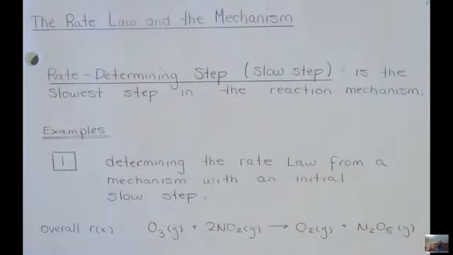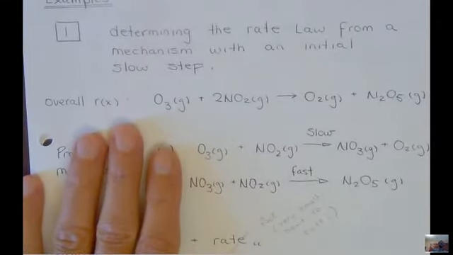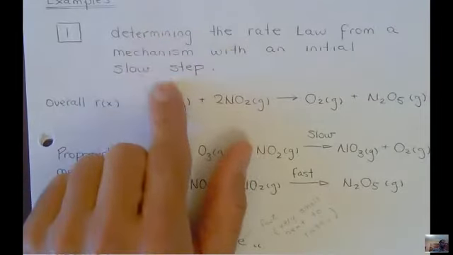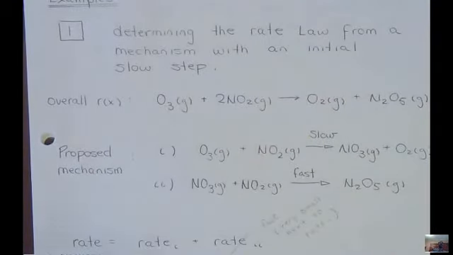Going to give you the mechanism. Now, in our class, it's very hard to figure out what the mechanisms are, so we're going to basically tell you what the mechanism is, and then you're going to go from there and do some work for us. Okay? So here's the overall reaction and the mechanism. The question is, determine the rate law from a mechanism with an initial slow step. So the first step is slow, and then the other steps after that are very, very fast.